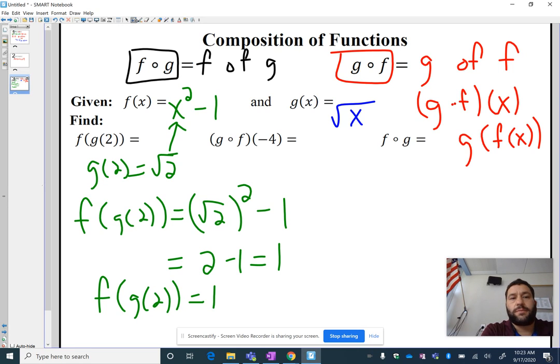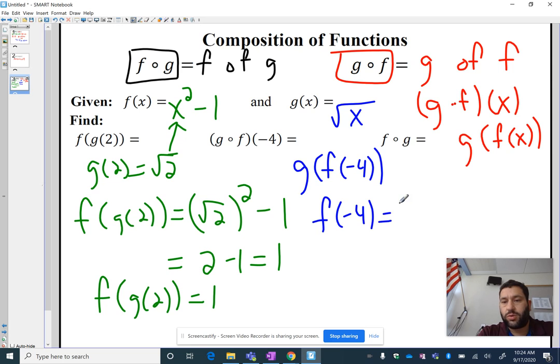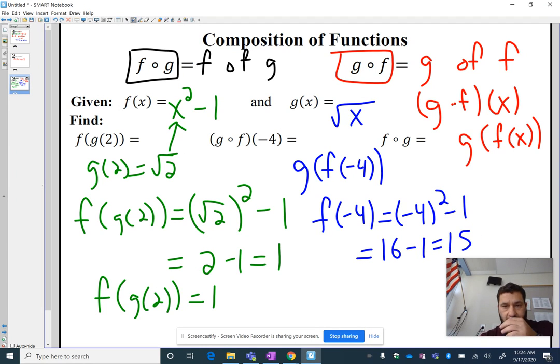Let's look at the second one. In this one, we're looking for g of f of negative 4, which can be rewritten as following. So in this one, we have to find f of negative 4 first. So f of negative 4 is equal to negative 4 squared minus 1, which equals 16 minus 1, which is 15. Then we have to take the 15 and put it in the g of x equation. So that would end up being the square root of 15.